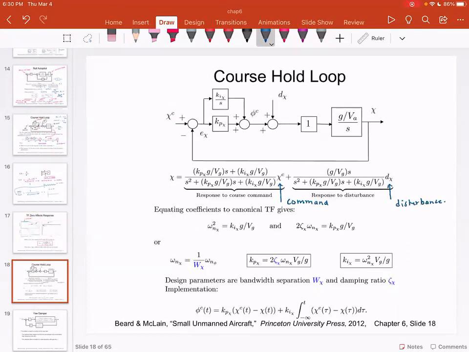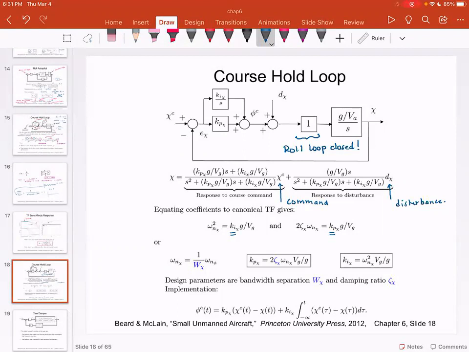And now I would choose the values of Ki and Kp in such a way that this loop is closed. And if you are wondering what this is, this is the roll loop closed. So this guy is the roll loop closed.